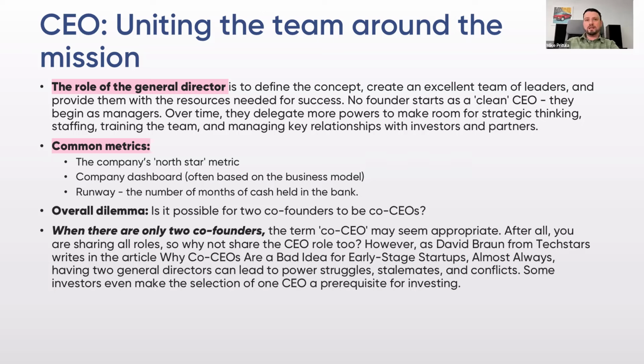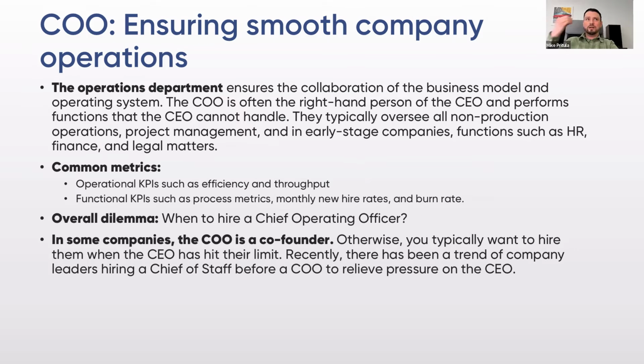But as I said, we can best understand the role of the chief executive officer when we look at the people around them. Well, more precisely, those who report to them. What do they do there, and what responsibilities do we subtract from the chief executive officer's role? First of all, the chief operating officer is an important person. Their main super mission is to ensure the smooth operation of the company, so they ensure the collaboration of the business model and the operating system, often serve as the chief executive officer's right hand and perform functions that the chief executive officer can't handle.